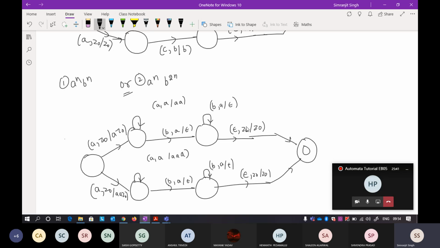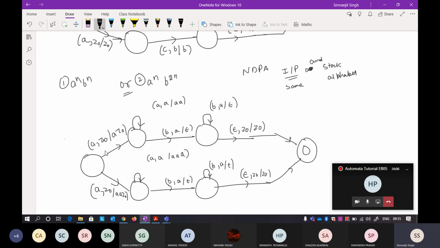Why is this a non-deterministic pushdown automaton? Because a non-deterministic pushdown automaton differs when you have the same input and the same top of the stack, or what you say, the same stack alphabet. Now check it, there is an or, there is an and here.